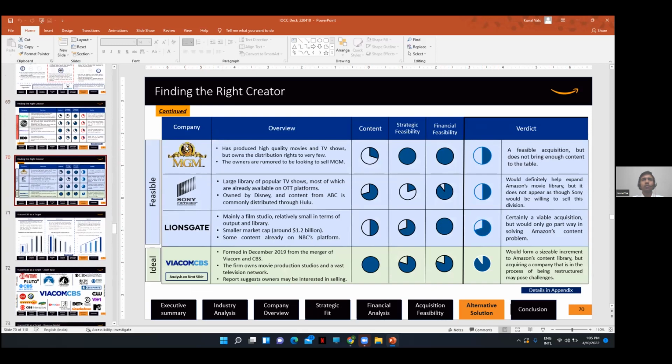But definitely, it was a feasible transaction that we had looked at, and the day that the news came out, it sort of validated that okay, we were on the right lines, and Amazon did end up acquiring MGM and getting all those titles of the James Bond movies and everything under its belt.